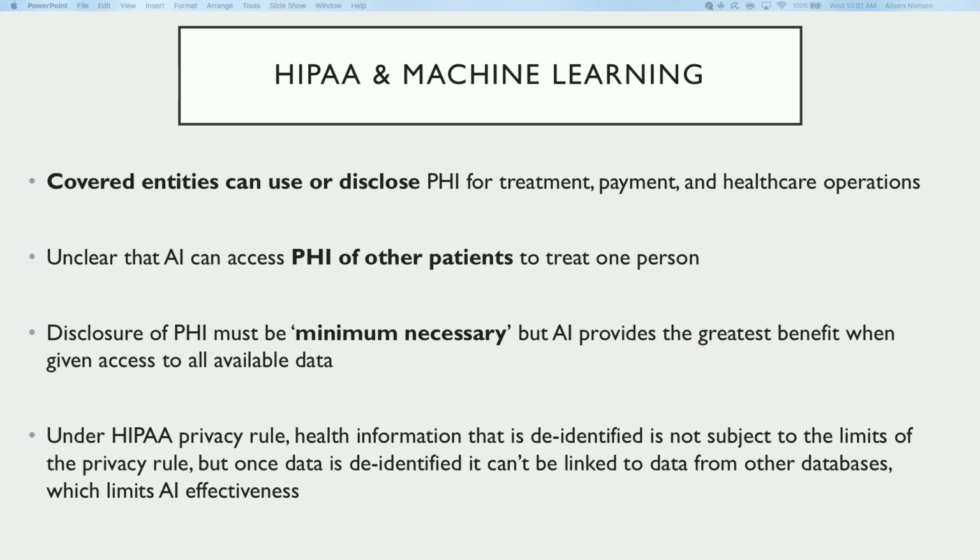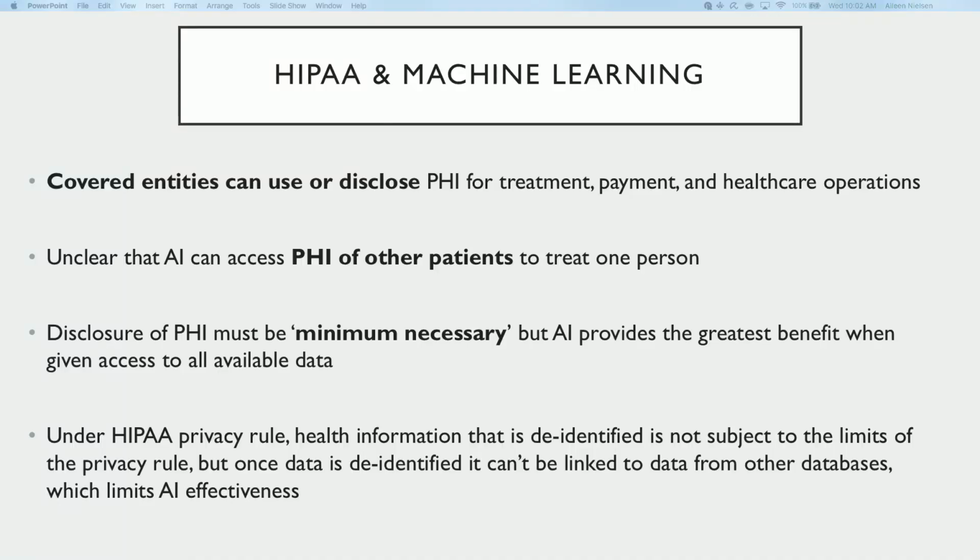HIPAA and machine learning remains a somewhat gray area from a regulatory perspective. Covered entities can use or disclose personal health information for treatment, payment, and healthcare operations. However, it's unclear that AI can access the personal health information of other patients to treat one person. For example, if I were to go to the doctor, it's very tempting to think that doctor could just run a machine learning algorithm after she finds out a few relevant factors for me. It's unclear, based on the way the law is written, that someone else's personal information can benefit me without their consent. That's a gray area.